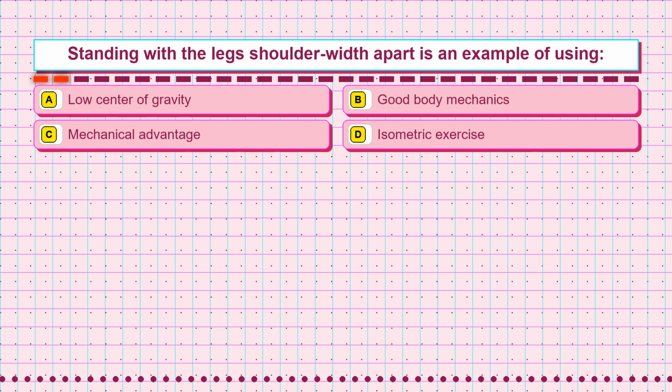Question 71. Standing with the legs shoulder-width apart is an example of using: Option A, low center of gravity. Option B, good body mechanics. Option C, mechanical advantage. Option D, isometric exercise.